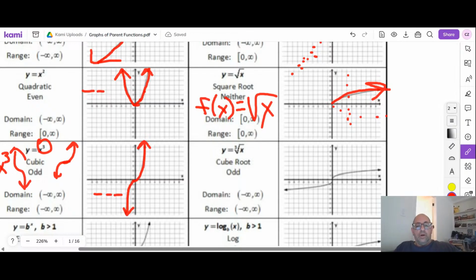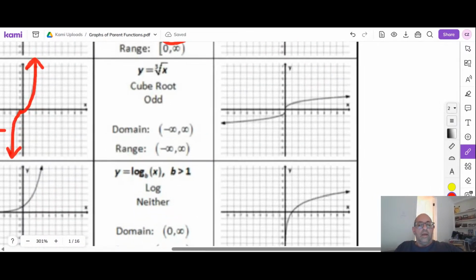You can't take the square root of a negative, so that has a limited domain. And so if you take a look at the domain, you will notice that the domain is limited. However, y equals the cube root of x.